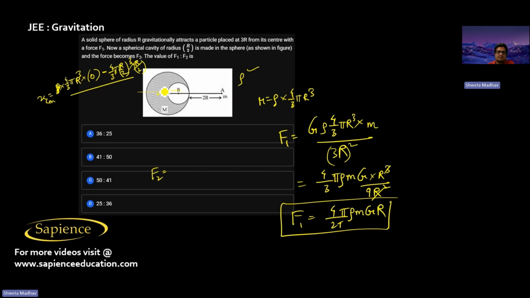Is v1 minus v2. So this is 4 by 3 pi r cube minus 4 by 3 pi (r by 2) whole cube. For xcm that will be equal to 0, which will cancel out. 4 by 3 pi will cancel. So this is equal to minus r power 4 by 16, divided by r cube minus r cube by 8, which is equal to 7 r cube by 8.